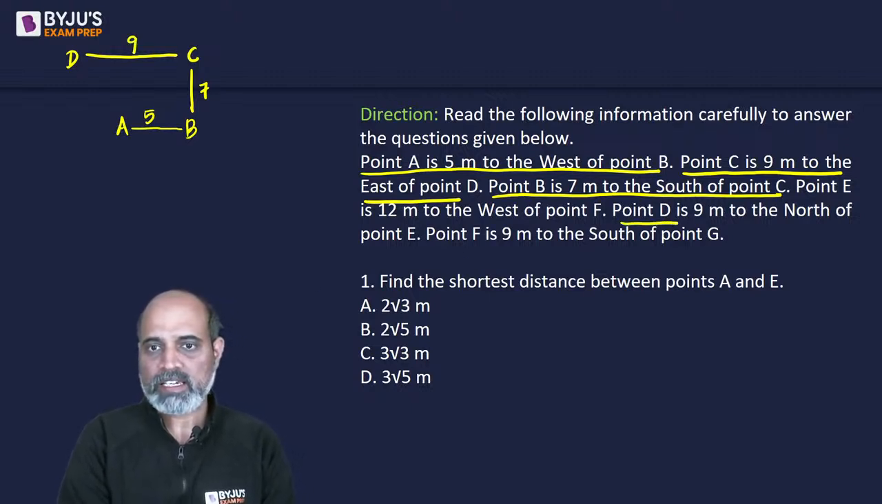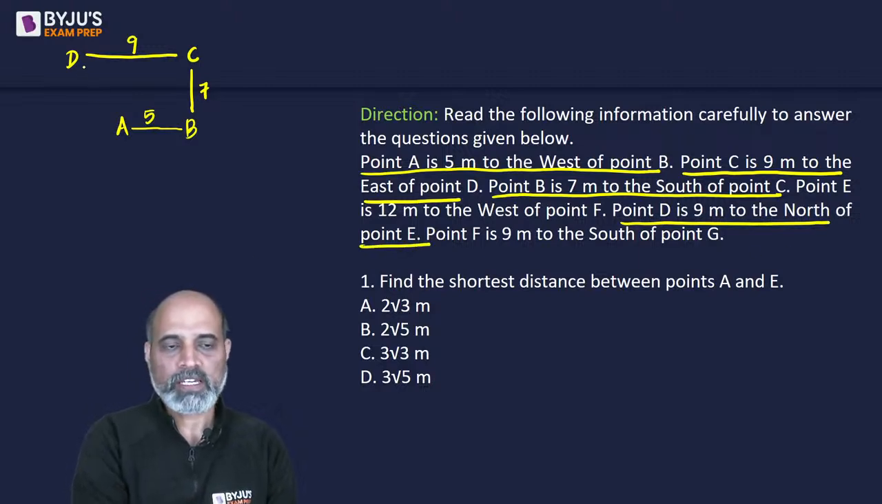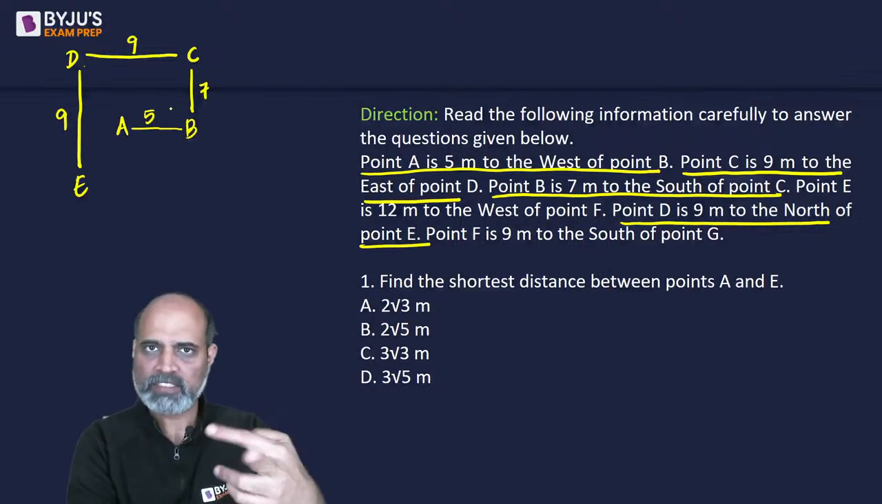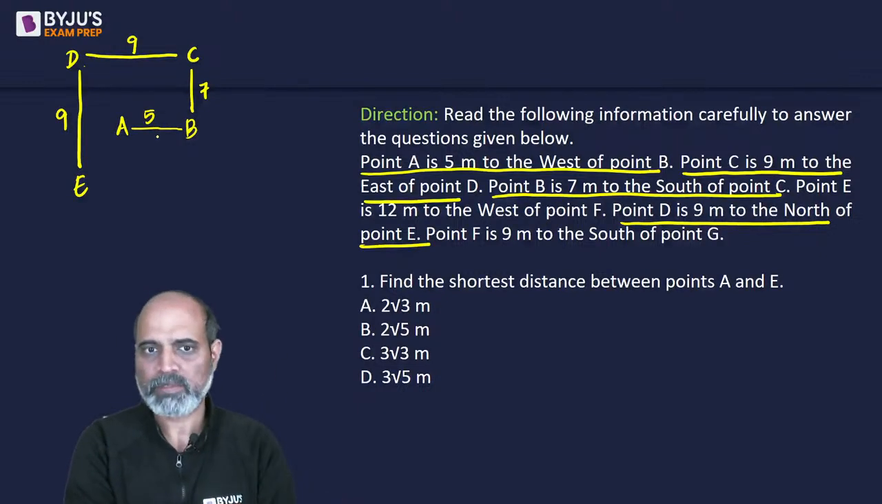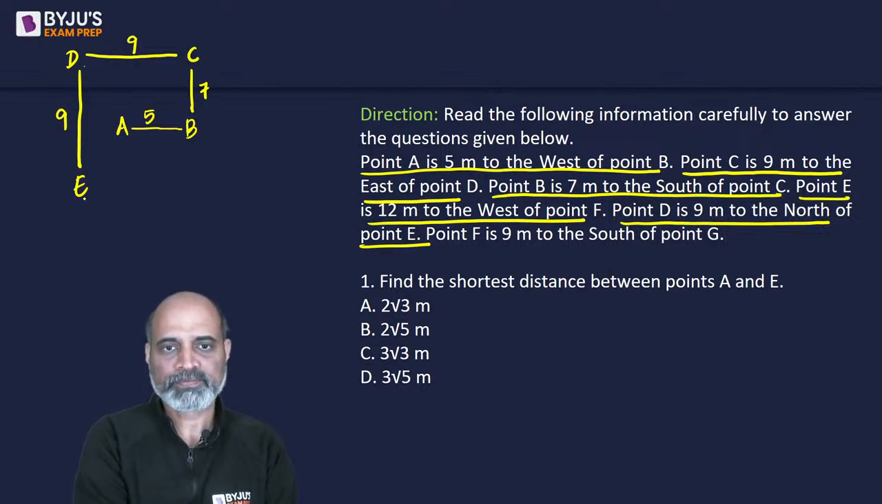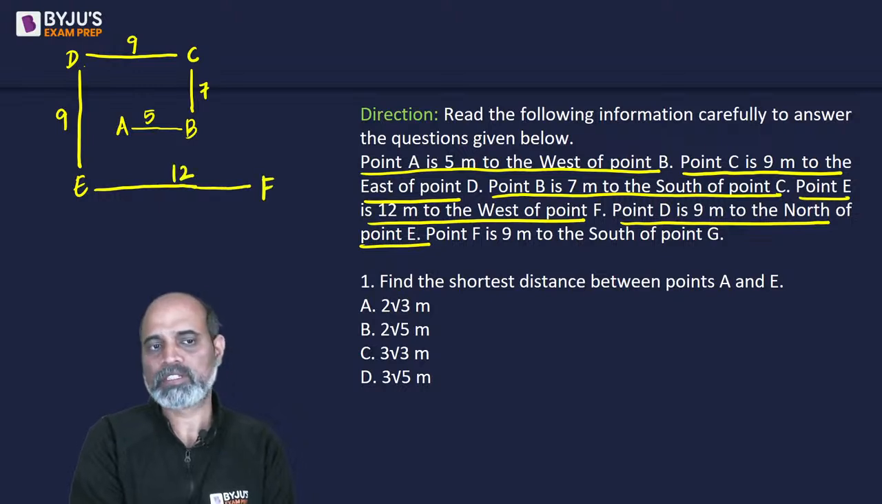Next, D is 9 meters to the north of point E. So this is 9 meters. Why more? Because CB, that's 7 meters. So D is going to be 9 meters. And then point E is 12 meters to the west of point F. So E is 12 meters west. So that would mean this is 9 plus another 3. So this is where F is, and this is 12 meters.